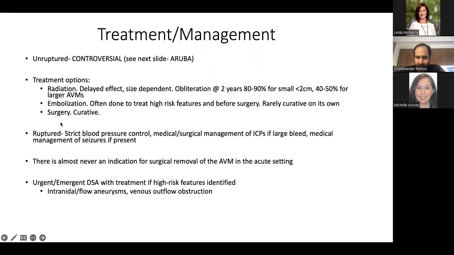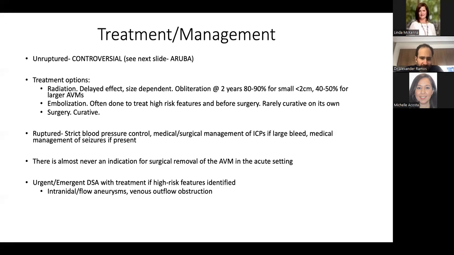If you have a ruptured AVM, these patients will almost always go to the ICU for strict blood pressure control, manage their intracranial pressures if they're having a large bleed, and then if they're having seizures, which is a very common presentation, you manage all that medically. There's almost never an indication to go in and take this out acutely. So if you have an AVM that bleeds, the last thing you want to do is rush into the operating room, because the brain is, we say, angry. Everything's swollen and it's a huge mess, and there could be bleeding that you can't control.